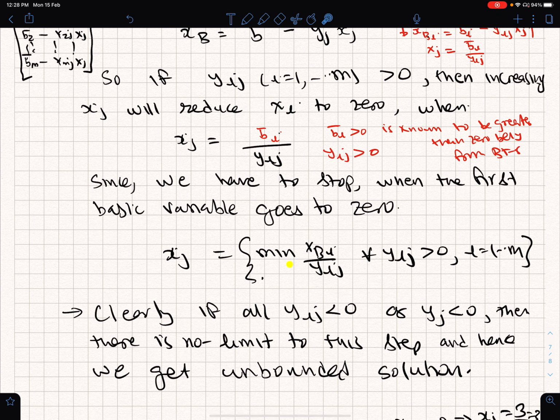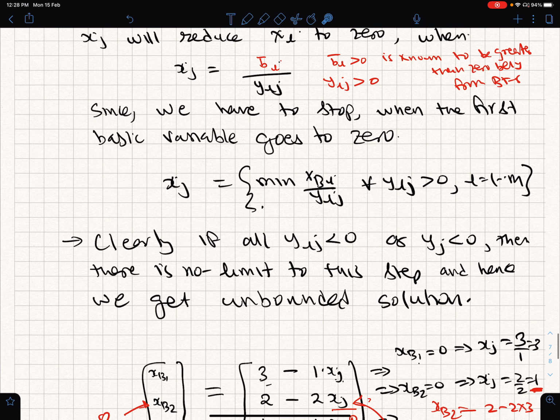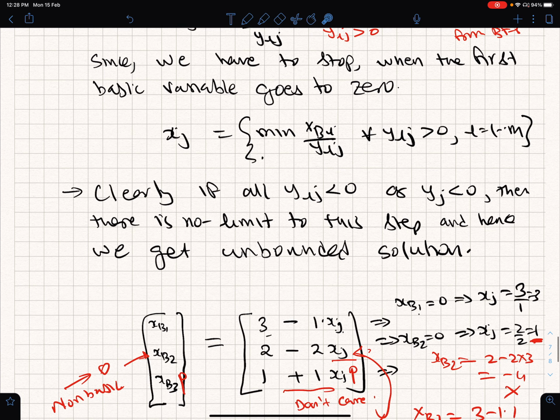I should choose the one which is minimum. So xj is set to the minimum of xbi by yij for i equal to 1 to m, being evaluated for only those yij's which are greater than 0. So once you do this, you move to the next iteration.